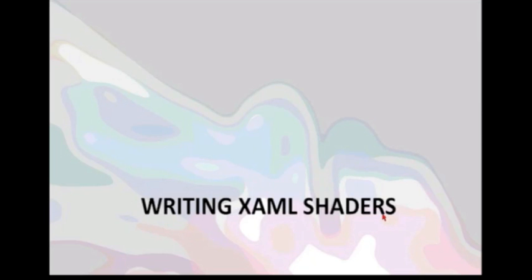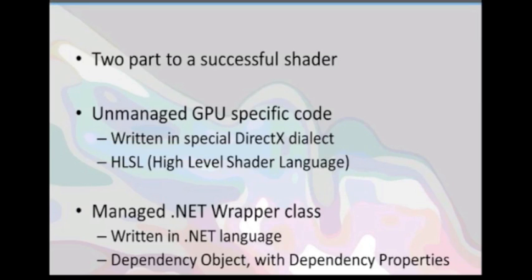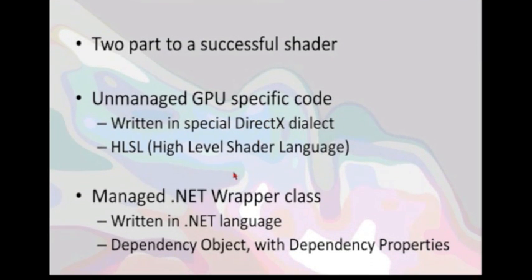All right, let's talk about writing some XAML shaders. There are two parts to a successful shader. You have to write an unmanaged GPU-specific code, and that's written in a language that was developed by the DirectX team called HLSL, high-level shader language. And this is a step up from the old way that we used to write shaders, which is using assembly language. And the point is that this unmanaged GPU code has to get compiled into a binary that the GPU understands.